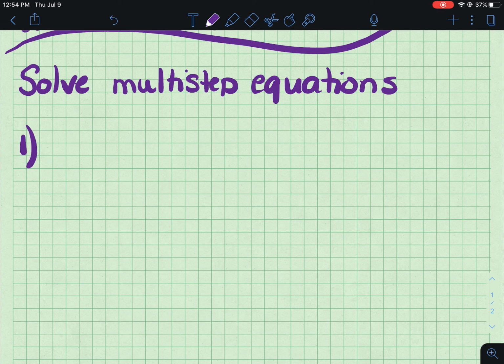Number 1 is going to be 5 times the quantity, that means put what's next in parentheses, x minus 2, is equal to 10. Okay? There's really the same 4 steps over and over again. And that's what I've put them down to.